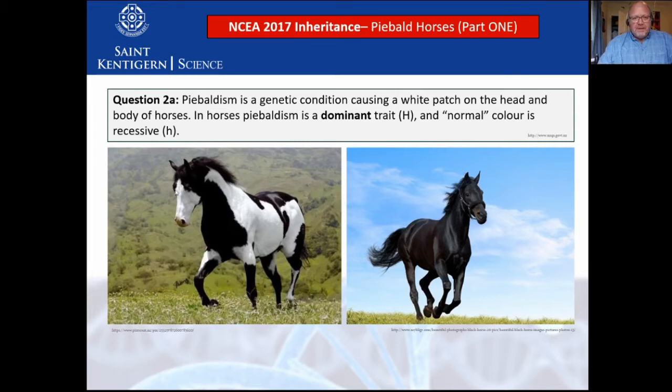Now, this horse, on the other hand, is piebald. In other words, it can be capital H, capital H, homozygous dominant, or it can be heterozygous. In other words, it's going to be a dominant allele and a recessive allele. Because remember, whenever there's a dominant allele present, the recessive allele will be overshadowed and the dominant allele will show. So we cannot say what this horse is.